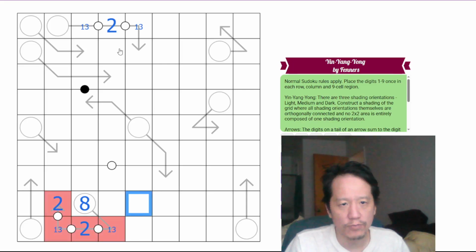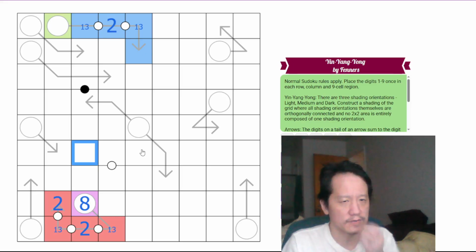We also know this shading is all the same, so we're going to make that red. This shading is all the same, so we'll make that, I guess, blue? I don't know. But this has to be different than this shading. We'll make this red and pink, I guess. And this will be blue and green, I guess.